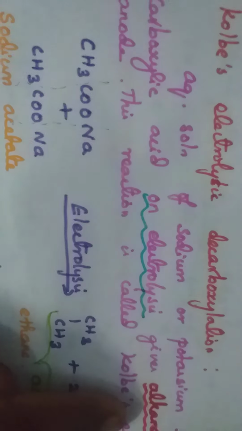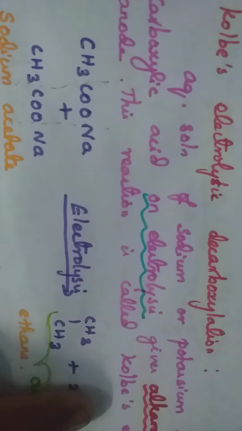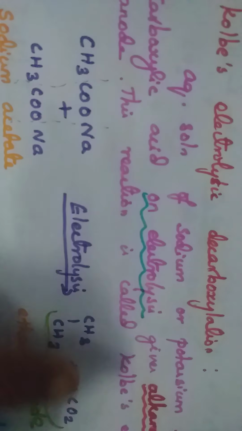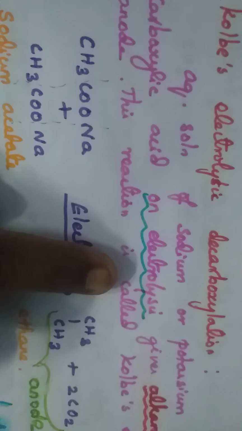During electrolysis, what is electrolysis? We need cathode, anode, electrolyte, that's all. So the product obtained, a hydrocarbon, is deposited at the anode. This type of reaction is called Kolb's electrolysis. Here we didn't need any reagent like soda lime, only electrolysis takes place.